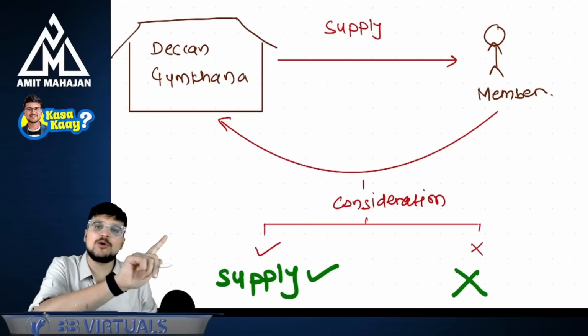This is called a composite supply, where 2 or more supplies are given in conjunction with each other, and one of which is a principal supply. Can I say this microwave oven is the principal supply in this case? The microwave oven is the principal supply, and this warranty is a secondary, ancillary supply. So in this case, which rate will be applicable? The rate of the principal supply will be applicable, that is 18%.